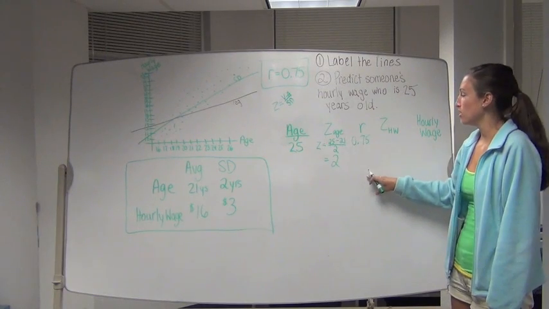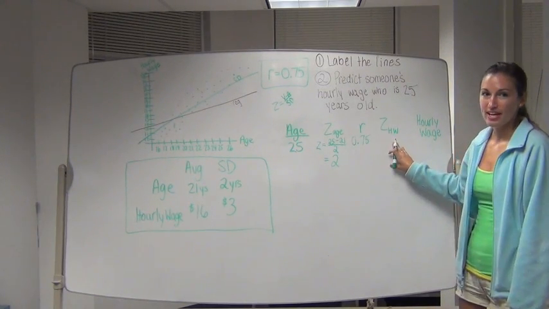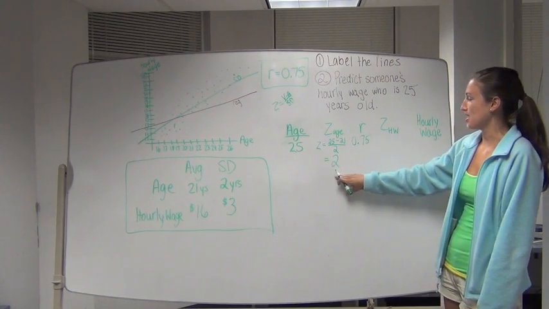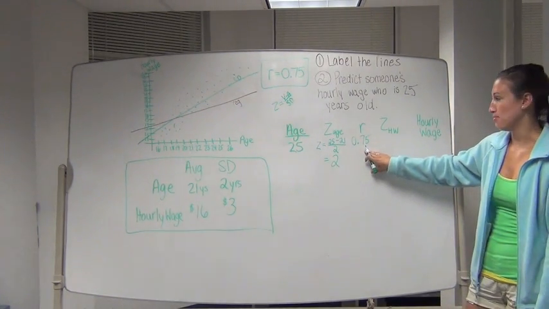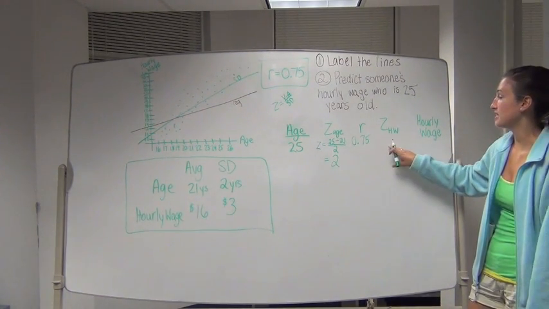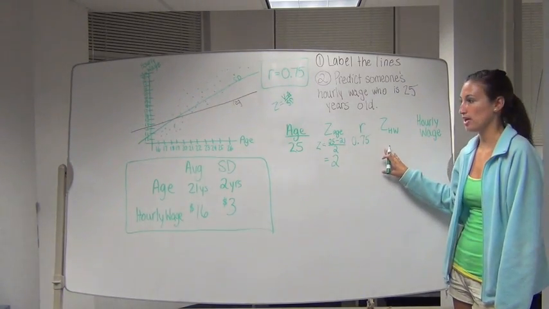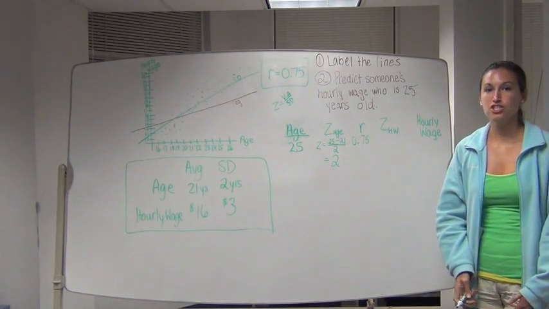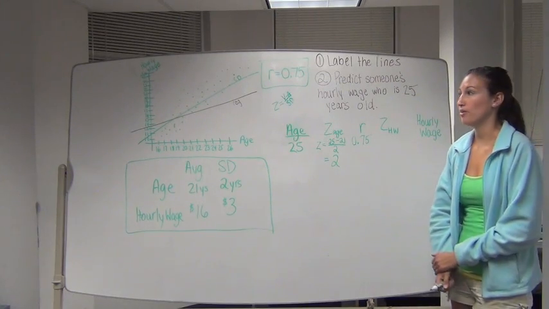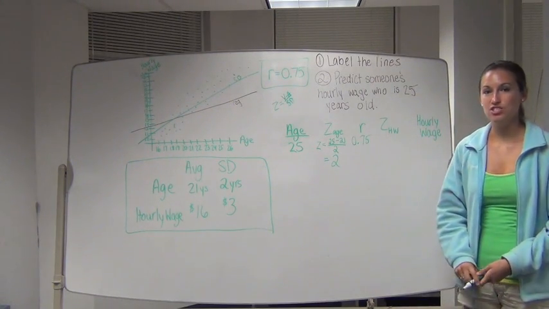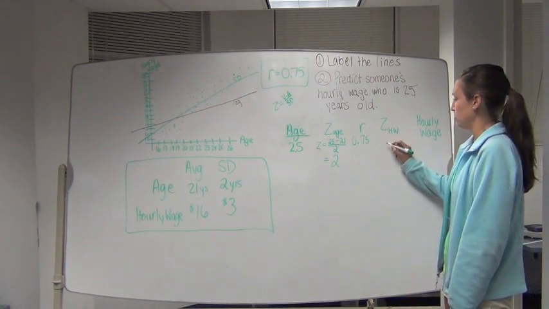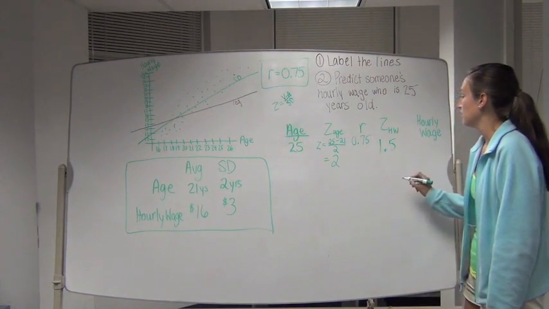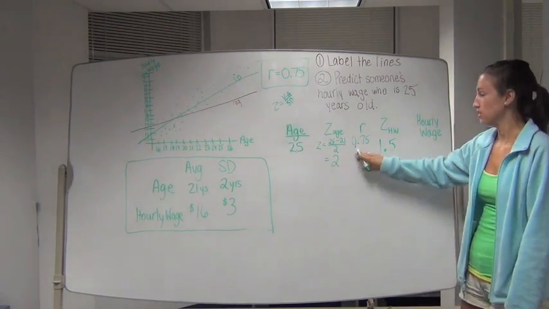then we need to know the z-score for hourly wage, and we're going to multiply our z-score for age by that relationship, our R, 0.75, to get our new z-score for hourly wage. We need to multiply our z-score by a correlation coefficient so that we make sure we're taking into account that relationship between age and hourly wage. So our new z-score is 1.5. We get that from doing 2 times 0.75.